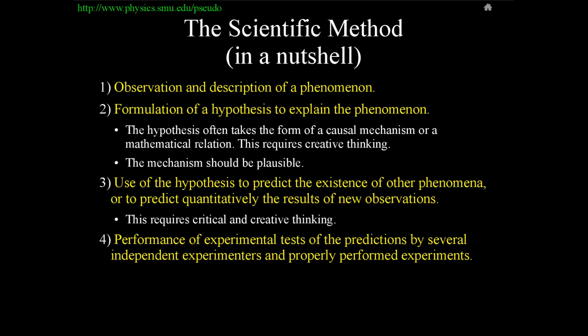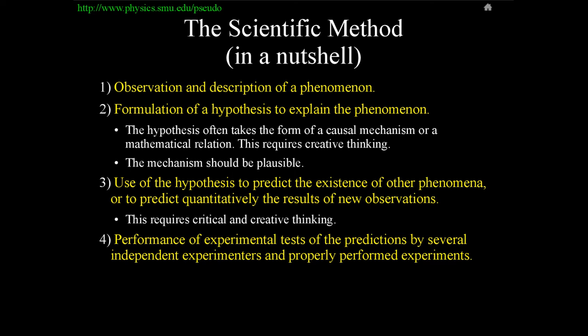Here are the nuts and bolts of the scientific method. Step one: make an observation and a description of a phenomenon. Step two: formulate a hypothesis to explain the phenomenon. A hypothesis takes the form of a causal mechanism or a mathematical relationship. This requires creative thinking. We'll go more into hypothesis building next time, but this is the creative part of science. The mechanism of explanation for the phenomenon must be plausible. We'll get into that, too. No gremlins.